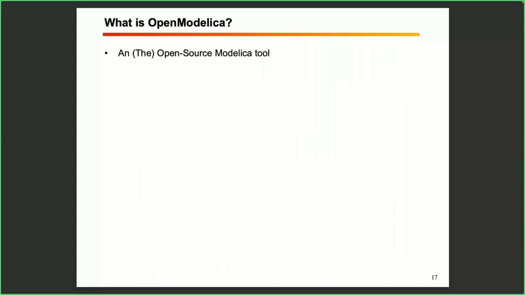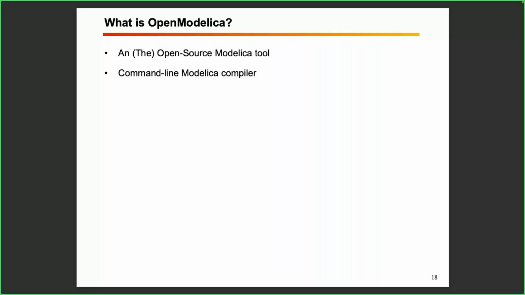So in this context, what is OpenModelica? I first wrote OpenModelica is an open source Modelica tool. In fact, it's the open source Modelica tool. There used to be another one, which was JModelica, and it went closed source in 2019. So currently, it's the only choice of open source tool if you want to use Modelica.